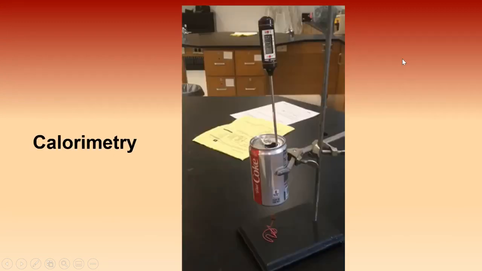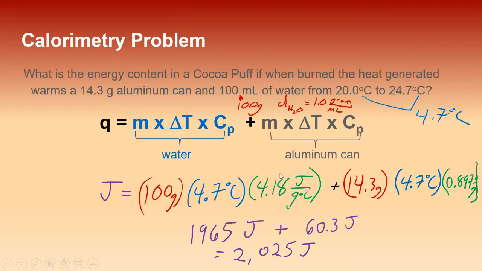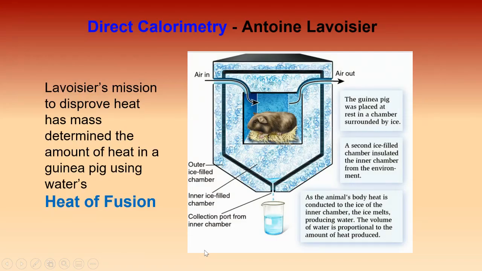Okay, so specific heat of water, and we're going to add that to the mass of the can, change in temperature of the can, and the specific heat of aluminum, which is also on that chart, which I would give you. So add them up, and that's how much heat was released by the Cocoa Puff. That's where all that heat came from. The reason the water and the can were warmer is because the Cocoa Puff released heat.